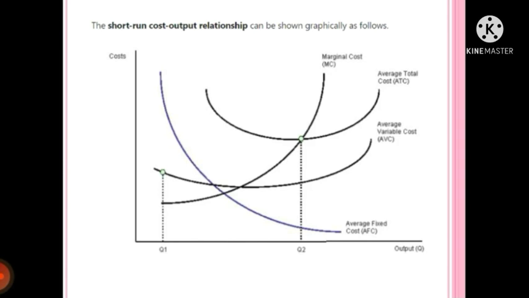Average total cost will fall where the drop in average fixed cost is more than the rise in average variable cost. Average total cost remains constant if the drop in average fixed cost equals the rise in average variable cost. Average total cost will rise where the drop in average fixed cost is less than the rise in average variable costs.